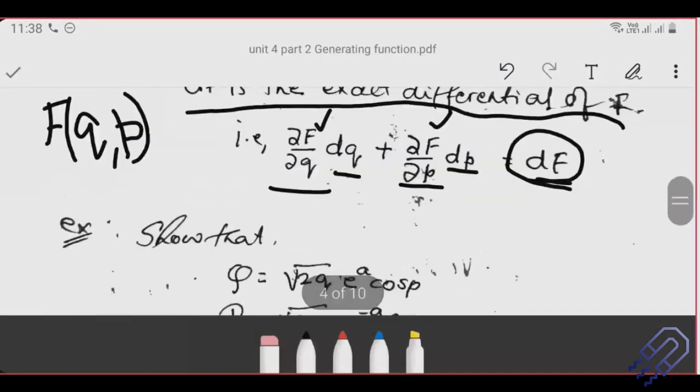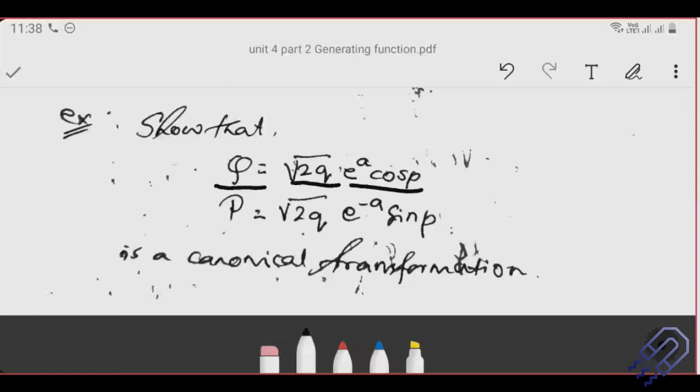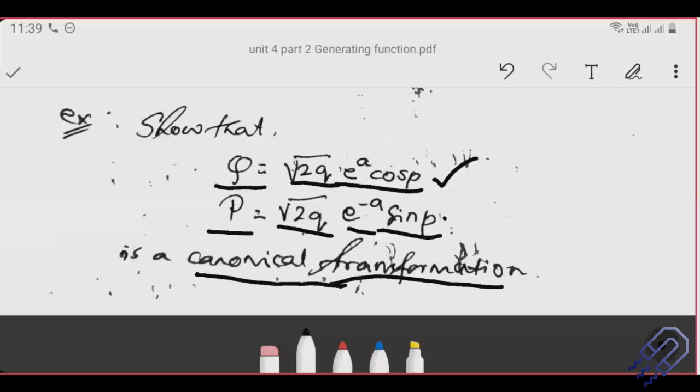So let's just take an example so that it's more clear to you. The examples will explain it better. The question given is this. They have given you the transformation equations: capital Q is equal to root over 2q e to the power a cos p, and capital P is equal to root over 2q e to the power minus a sine p. You have to show whether this is a canonical transformation or not. The transformation equations are already given to you, and this is what is asked.